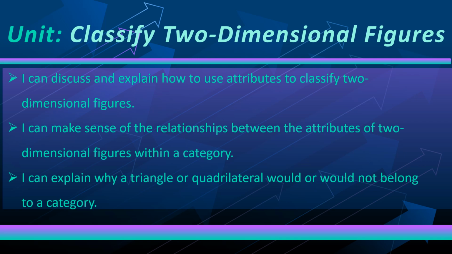These are the key concepts that will be taught during this unit. These goals can also be found in the STEMscopes parent letter. I can discuss and explain how to use attributes to classify two-dimensional figures. I can make sense of the relationships between the attributes of two-dimensional figures within a category. I can explain why a triangle or quadrilateral would or would not belong to a category.